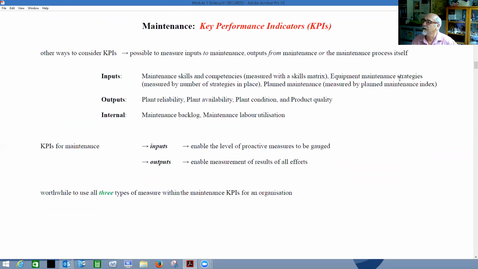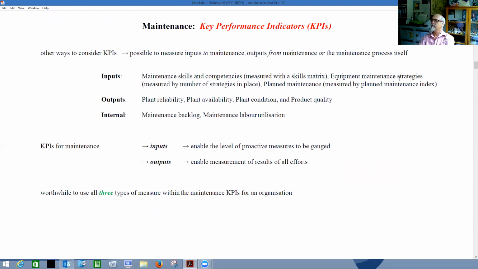Now, there are other ways to consider KPIs. It's possible to measure inputs to maintenance and outputs from maintenance, or the maintenance process itself. So therefore, you can look at efficiencies there, you can look at savings, you can look at just best practice or good practices. So we can break that down into three things: inputs, outputs, and internal.